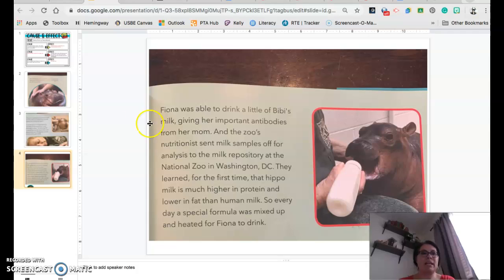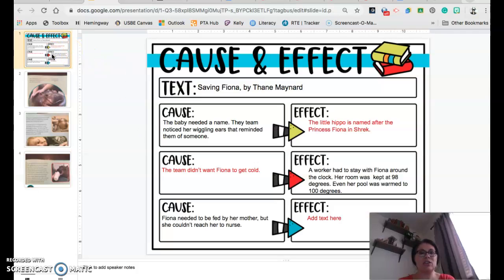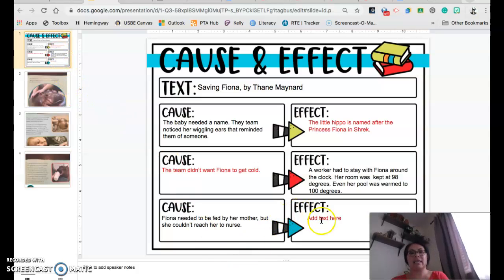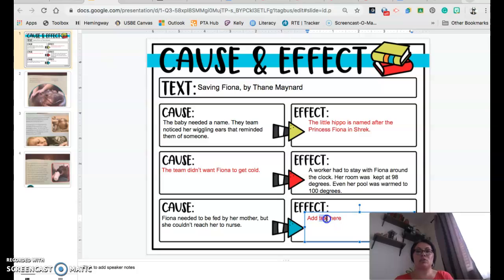All right, so I'm going to come right back here really quick. She couldn't be fed by her mother. So I'm going to look back here and decide, okay, what did they do because she couldn't be fed? Well, I could talk about that they sent off milk to be analyzed. And then I could talk about the fact that they made a special formula. I could do one of those two things, or I could do a combination of those two things, because that's what happened because she was unable to drink. So she needed to be fed by her mother, but she couldn't reach her to nurse.